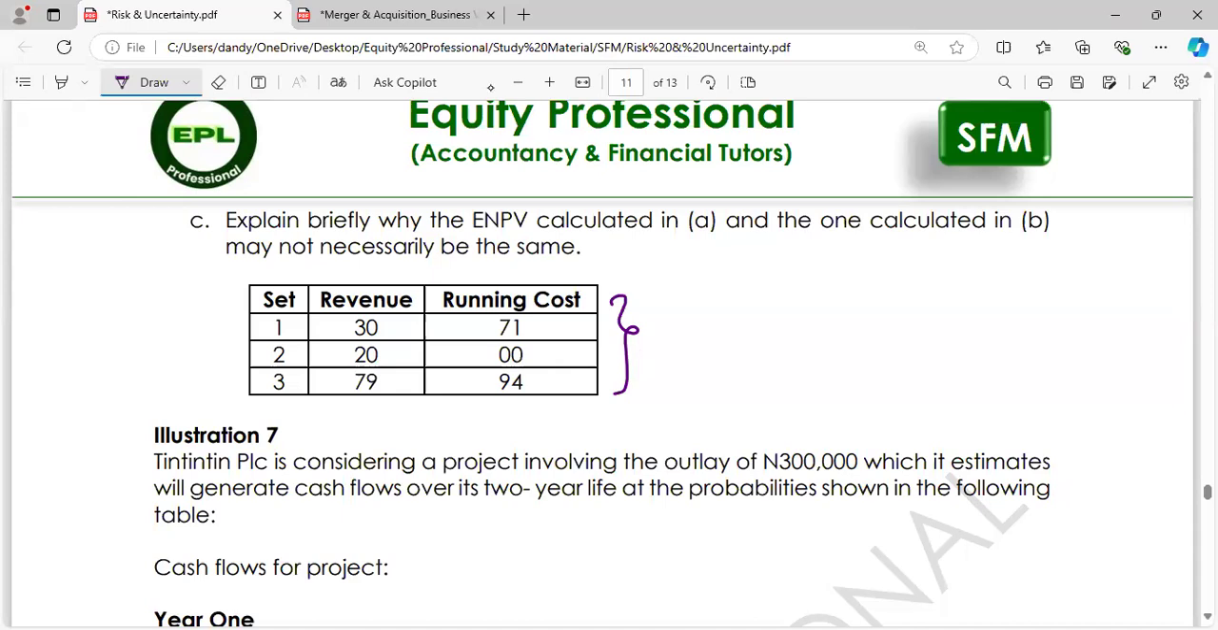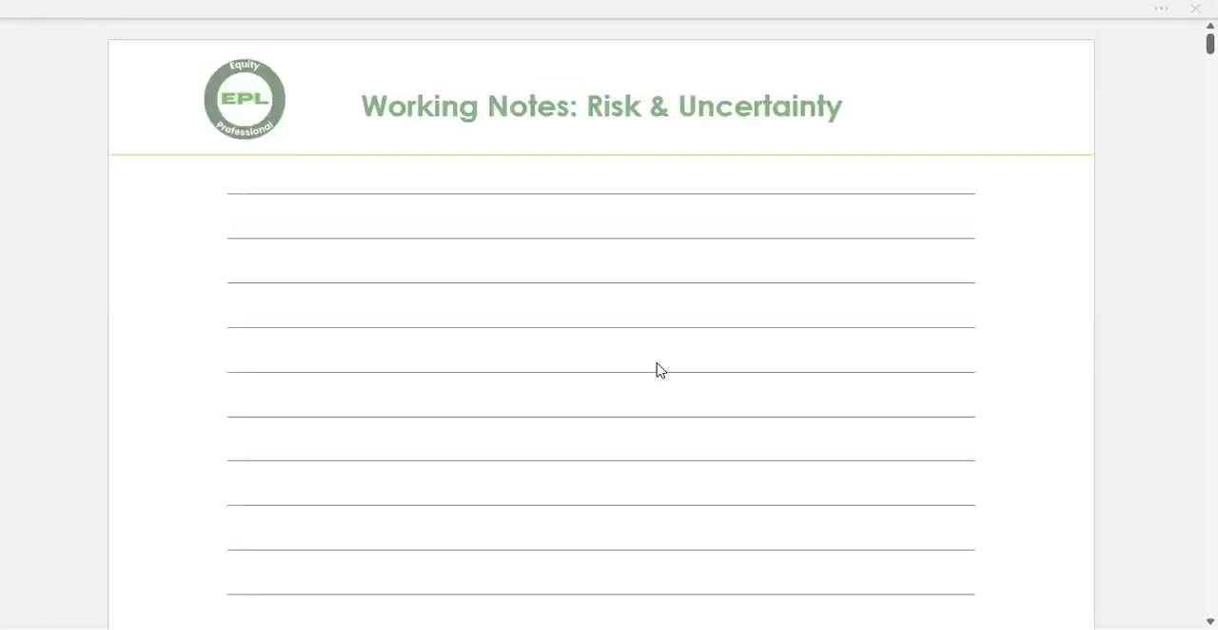So at this point, I will stop sharing and move to the working notes.